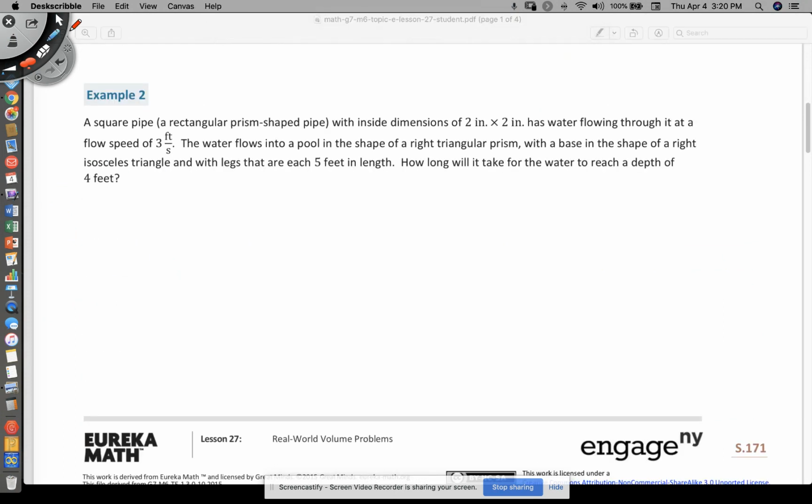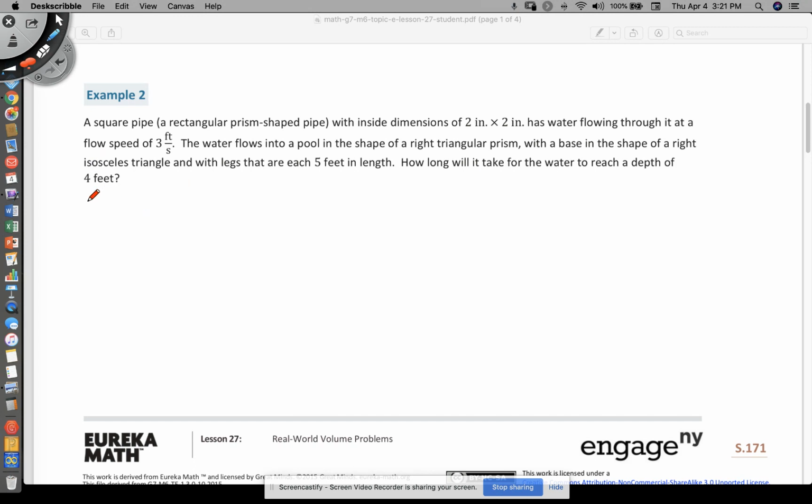Example 2 says a square pipe. You may think of like a rectangular prism kind of shape. So think of like a pipe that has a hole in the center, but the outside is in the shape of a rectangle. With the dimensions of a 2 by 2, has water flowing through it at a flow speed of 3 feet per second. The water flows into a pool in the shape of a right triangular prism, with a base in the shape of a right isosceles triangle, with legs that are each 5 feet in length. How long will it take the water to reach the depth of 4 feet?